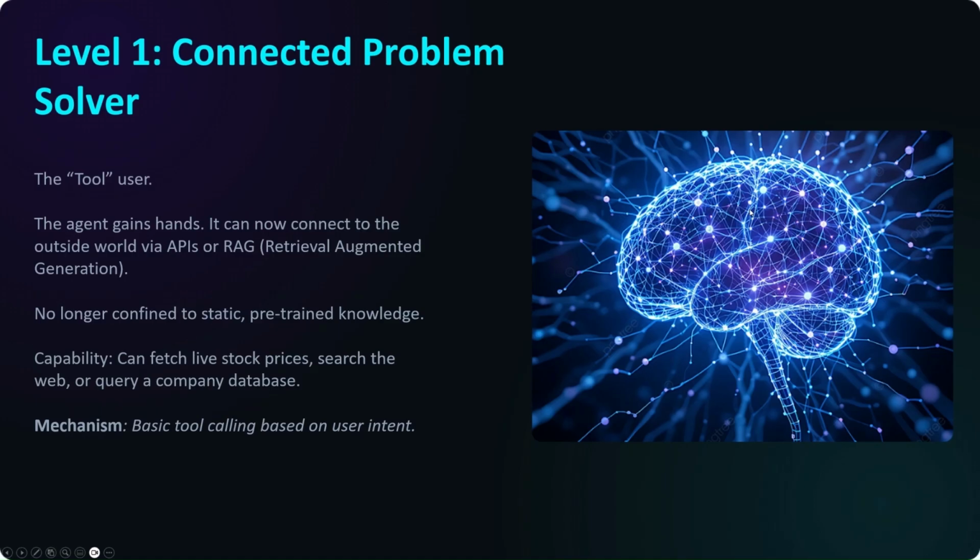Moving up the ladder, we arrive at level 1, the connected problem solver. Here the agent gains hands. It becomes a tool user. It is no longer confined to its static pre-trained knowledge. If you ask what was the final score of the Yankees game last night, a level 1 agent recognizes it doesn't know the answer, calls a Google search tool, observes the result, and gives you the score. Whether it's checking stock prices or querying a database via RAG, this connection to the real world is the defining feature of level 1.